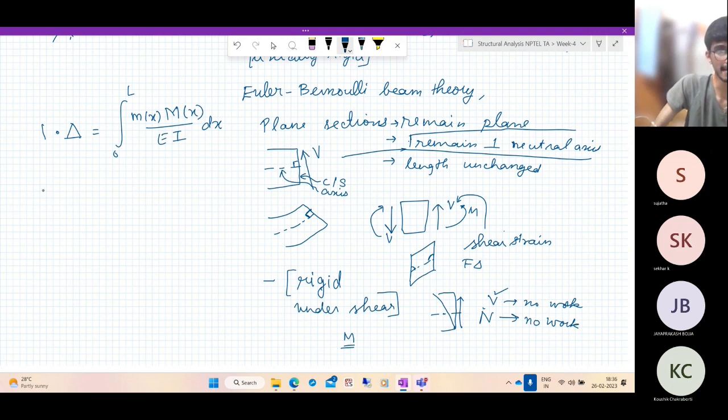Now, if you are interested in finding the rotation at a point on the beam, okay? So suppose you have a beam.